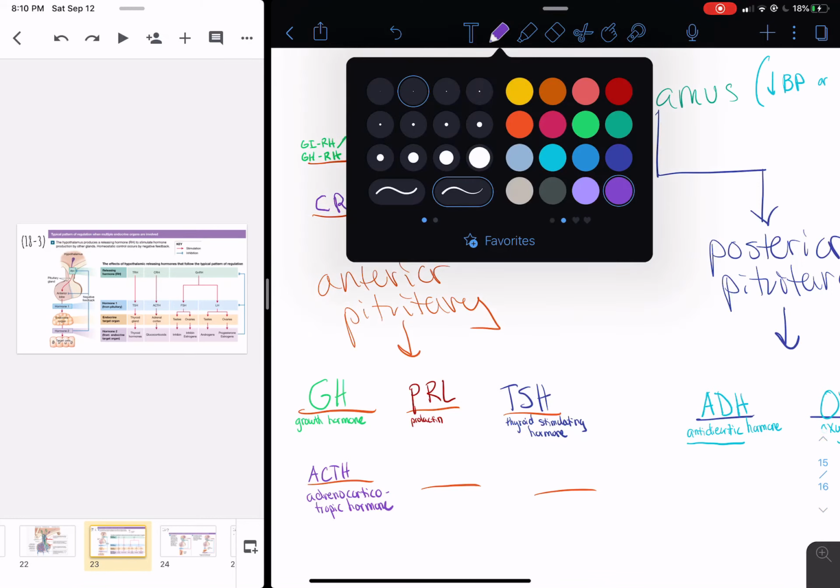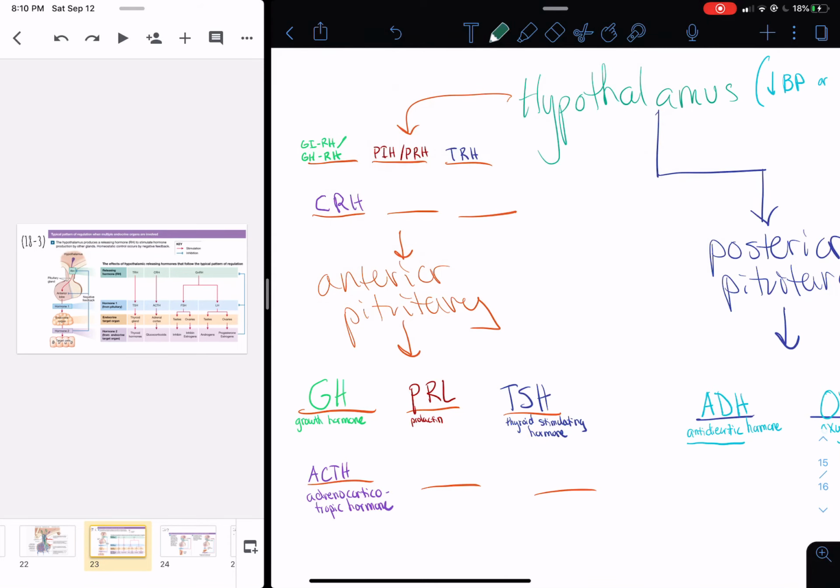Okay, the next one, let's do in, I don't know what other color. I get so bogged down on which colors to pick. Okay.